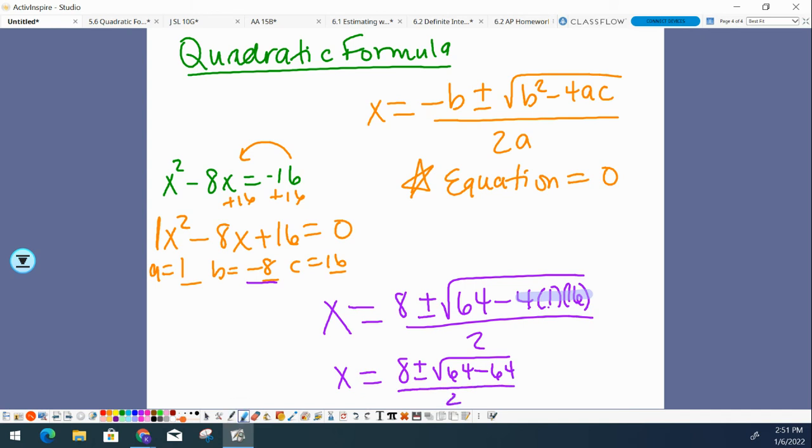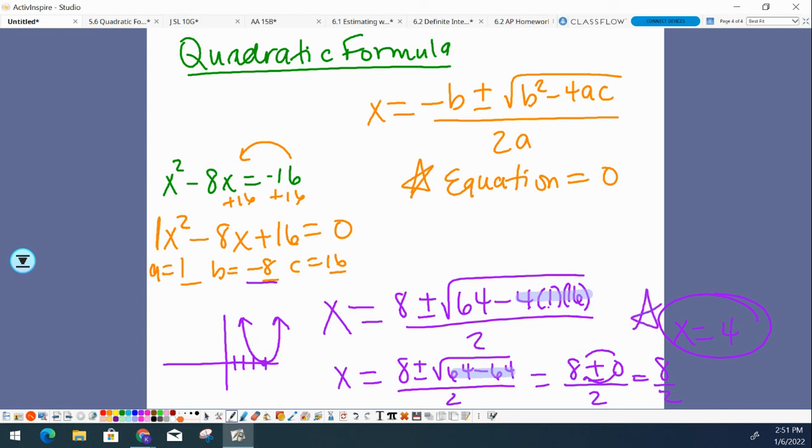But what is 64 minus 64? That's just 0. So you get 8 plus or minus 0 over 2. Well, it doesn't matter if you add 0 or subtract 0, it's still just 8 over 2. So your answer is just x equals 4. Since you only have one real answer, this graph would intersect the x-axis one time at 4. This is the double root that bounces off the x-axis.